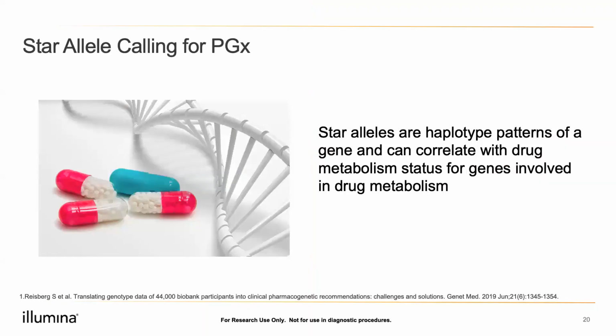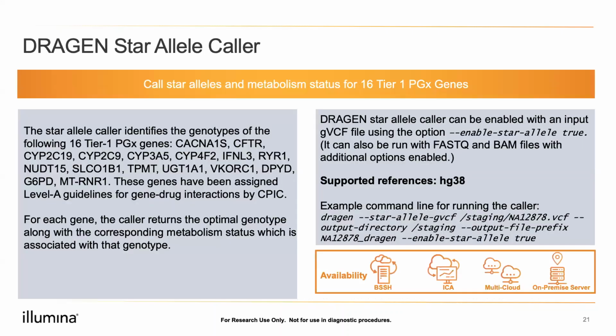All right, so the star allele caller, let's dive into that. As you know, star alleles are haplotype patterns of a gene and can correlate with drug metabolism status for genes that are involved in drug metabolism. So the DRAGEN star allele caller identifies the genotypes of those 16 PGx genes that were listed in the previous slide and listed here as well. For each gene, the caller returns the optimal genotype along with the corresponding metabolism status associated with that genotype. And it can be enabled with a simple flag. Today we only support the HG38 reference. It's important to note.